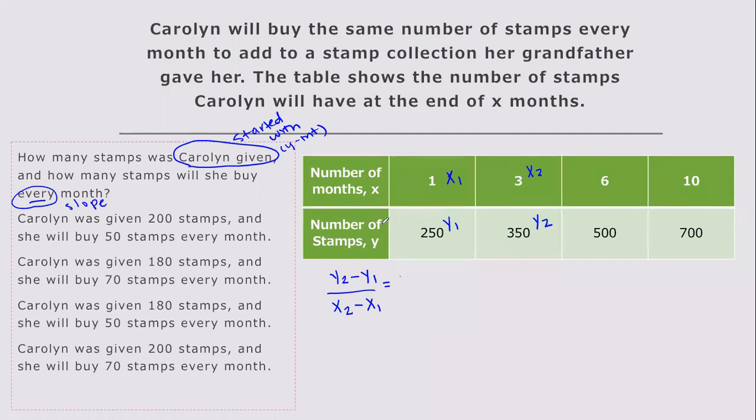Don't let this mess you up. Notice the x values are on the top part of the table, the y values are on the bottom, but make sure you still put your y2 minus y1 on top. I was almost about to make that mistake.